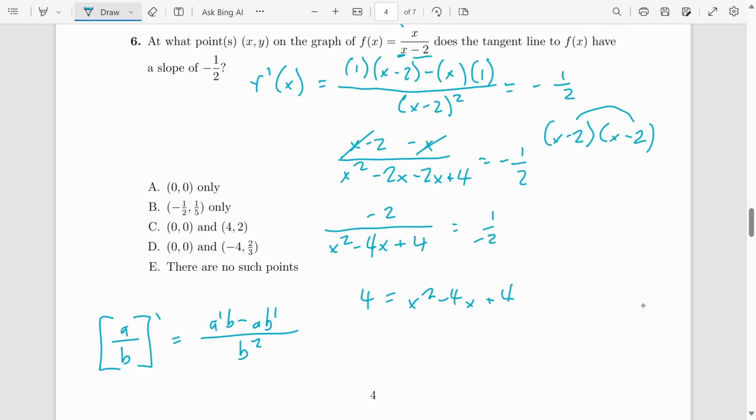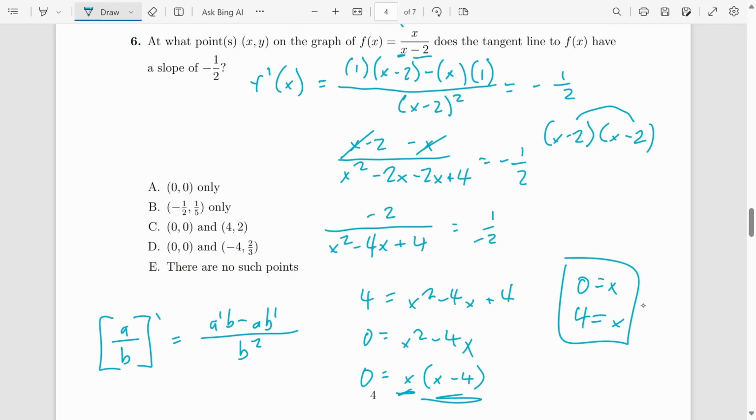So subtracting 4 from both sides, we get 0 equals x squared minus 4x. We can take out an x from the right side to get 0 equals x times the quantity of x minus 4. And now we can split this into two separate equations: 0 equals x and 0 equals x minus 4. So now these are our two equations. The bottom one we can simplify to x equals 4. And that is our answer. Those are our two x values.